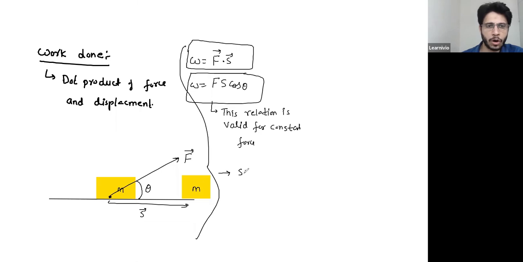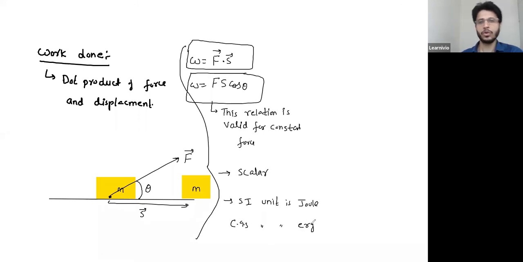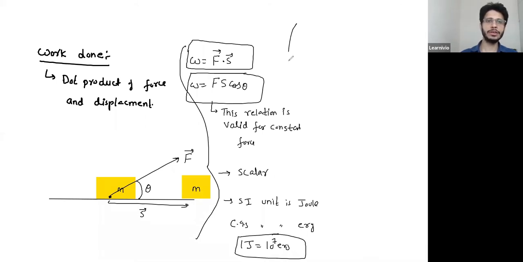Next, work done is a scalar quantity. Its SI unit is joule. Its CGS unit is erg. You can relate joule and erg: 1 joule is 10 raised to the power 7 erg. This is the relation between joule and erg.